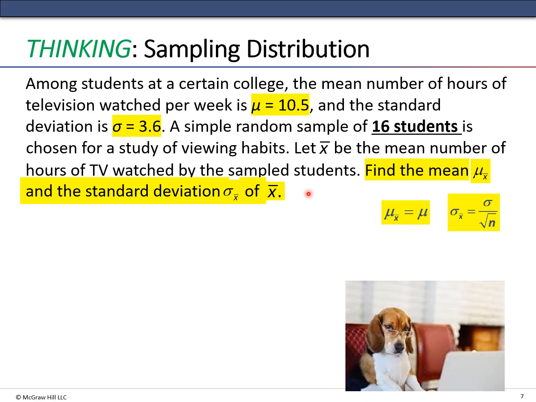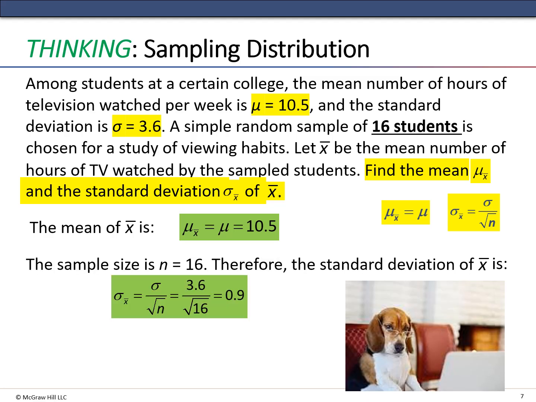Again, we have these two formulas. The mean of the sample distribution is the same as the mean for the population, so this is really simple. The standard deviation for this sample distribution is equal to the population standard deviation over the square root of our sample size. In this case, our sample size is 16, so we get a standard deviation of the sample distribution equals 0.9.